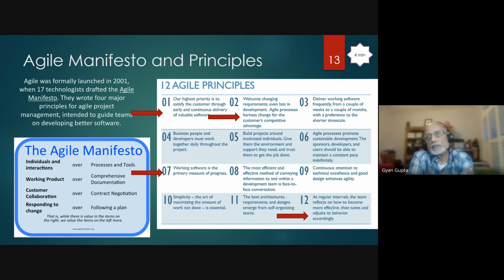And that's the reason we had a smaller team, 6 to 8 people, because there's certain research that was done. It said if there's more than 6 channels of communication, it's too many. You cannot have effective communication with more than 6. And then there you go, simplicity, the art of maximizing the work not done.